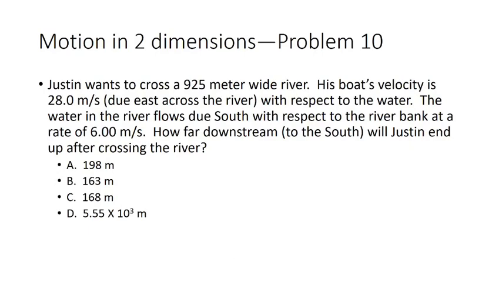All right, problem 10 again is essentially the same problem, but this time we want to know how far south, how far downstream Justin's going to end up after he crosses the river. And what we've got to know is that southward movement is completely dependent on the southward velocity. The southward velocity in this case is a constant 6 meters per second. So to calculate the southward displacement, which is what we're looking for here, we're going to use delta y, we'll call it since it's kind of vertical, is equal to vt.